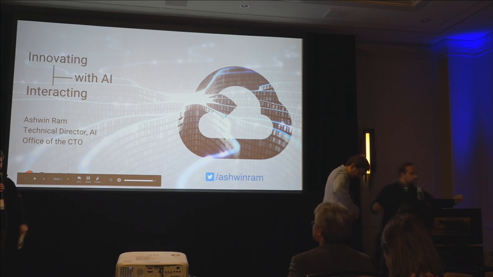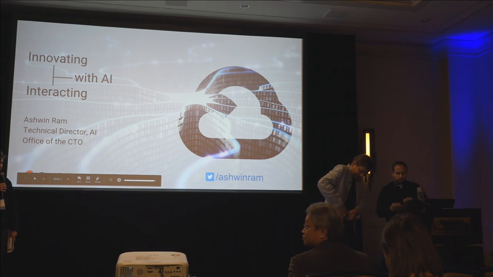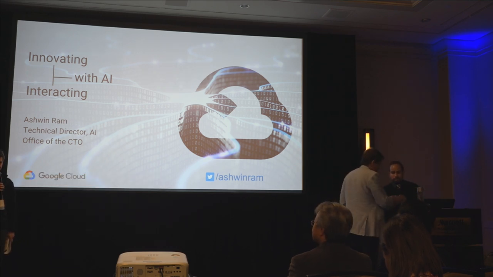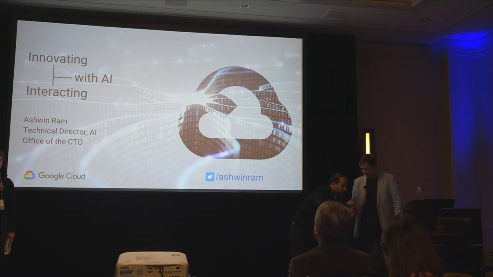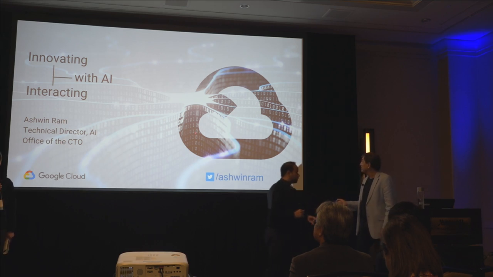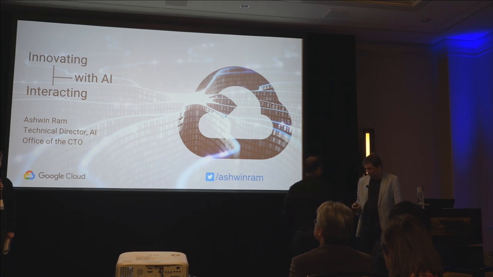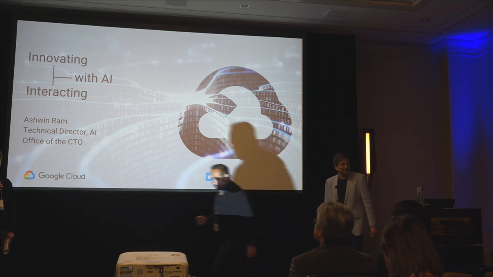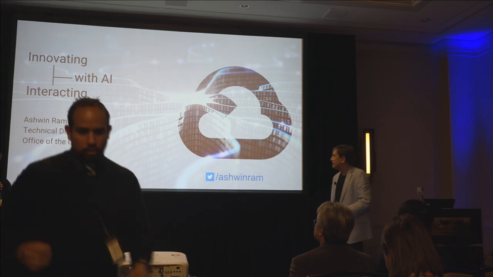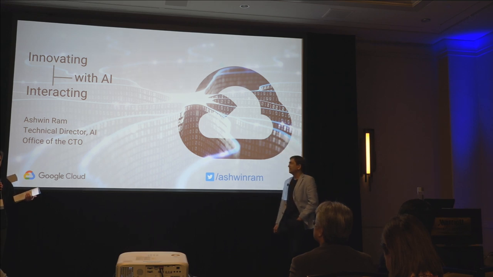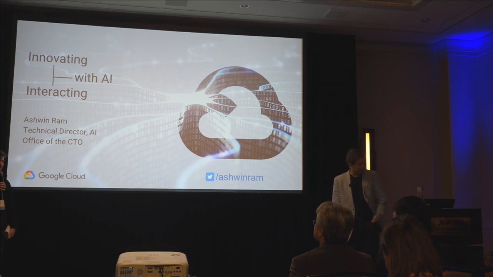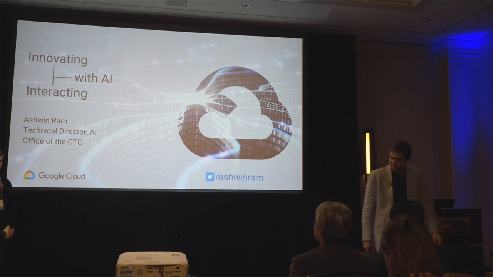So while we get the last readiness here and cabling done, I'd like already to start to introduce Ashwin Ram, who joins us from Google Cloud. He is a technical director in the CTO office. And as some of you know, Google didn't have a CTO for a long time, so the CTO office is rather new. The role of the CTO office in Google, as I understand it, is to interface with other companies and get customer needs to adapt Google AI technologies and Google Cloud technologies. And I think Ashwin will tell us a little bit more about that today.